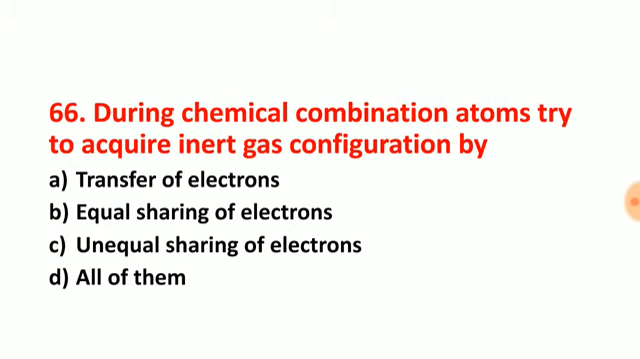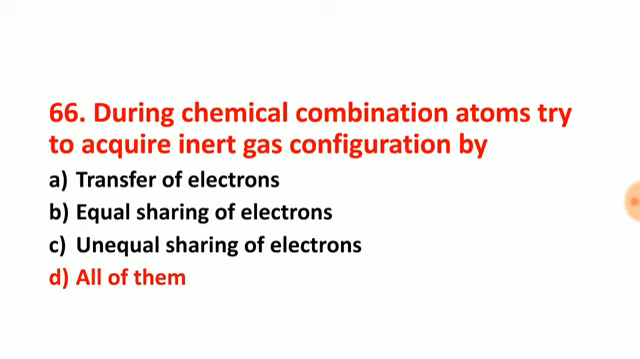Question number 66. During chemical combination, atoms try to acquire inert gas configuration by. In a reaction, if the valence electrons are not filled, then they try to become the inert gas configuration in order to be stable. They sometimes transfer electrons, sometimes share electrons, sometimes unequally share electrons. So all of them are possible.